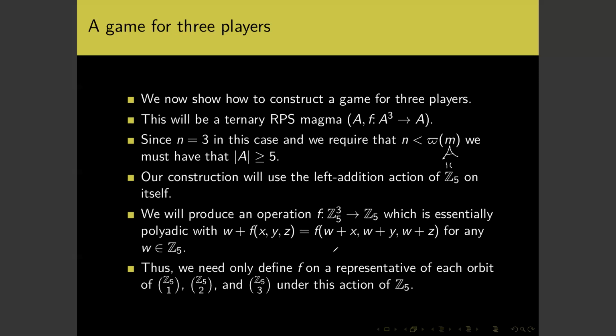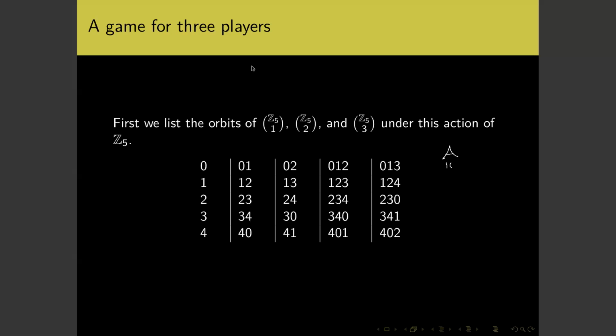Okay, so if it were possible to do this, then we would only need to define f on a representative of each orbit of the 1 sets, 2 sets, and 3 sets in the integers mod 5 under this action of left addition by z mod 5. Okay, so I claim it is possible to do this, and I'm going to show you one example of how it can be done. So first we list the orbits of the 1 sets, 2 sets, and 3 sets of z mod 5 under this action.